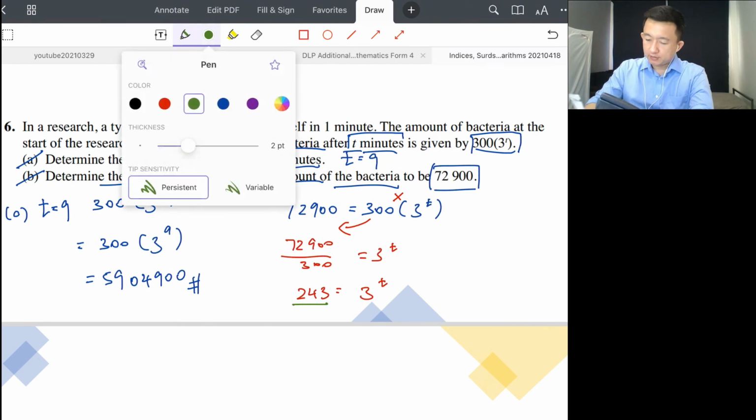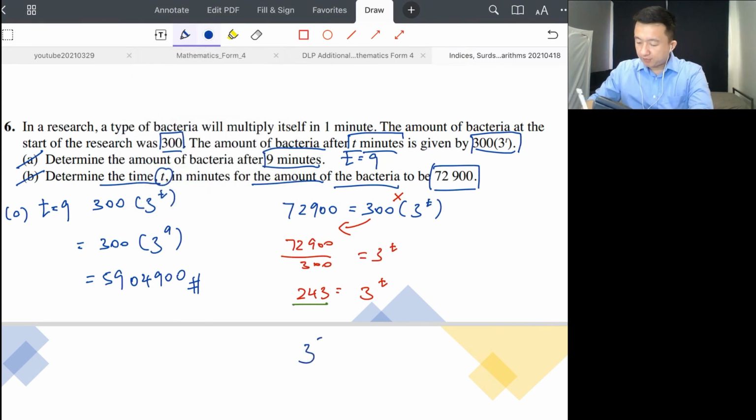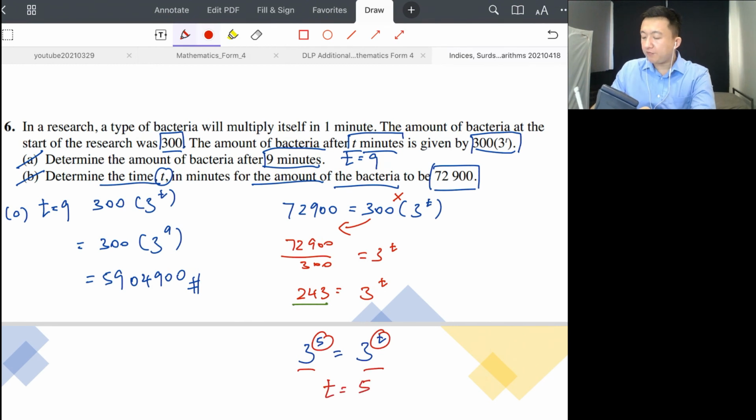Okay, there you go. 3 power 5 equals to 3 power t. Same base, and you can say that t equals to 5, meaning after 5 minutes you have this amount of bacteria, 72900. Alright, so in the next lessons I'll talk about the second subtopic, which is the Surds. Alright, thank you.